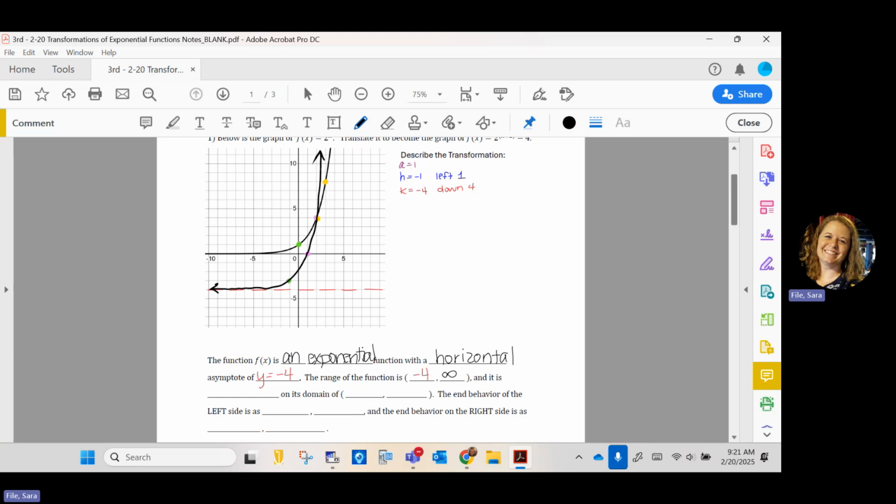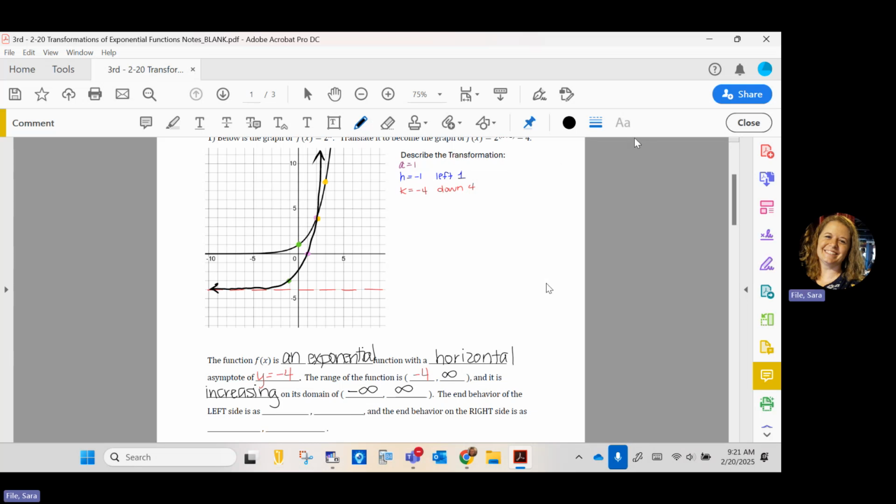Okay, now they want to ask in the next blank, it is blank on its domain of blank. So they're asking the behavior of the graph. So is this graph increasing or decreasing? Good, because we read a graph from left to right. So this graph is increasing on its domain. And what is the domain of all exponentials? All real numbers, but they have it set up for interval notation. So it's negative infinity to positive infinity is how we would fill in those blanks.